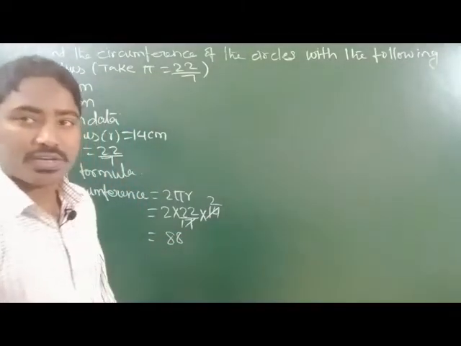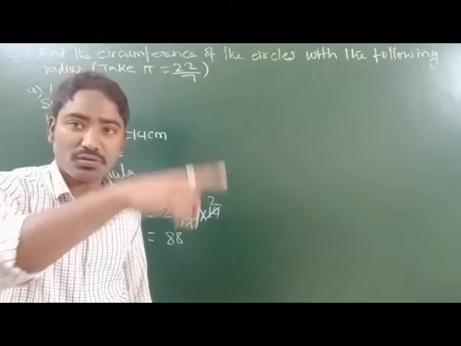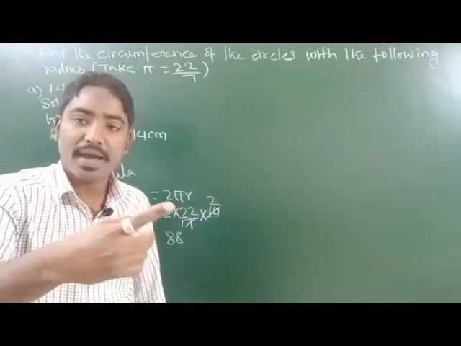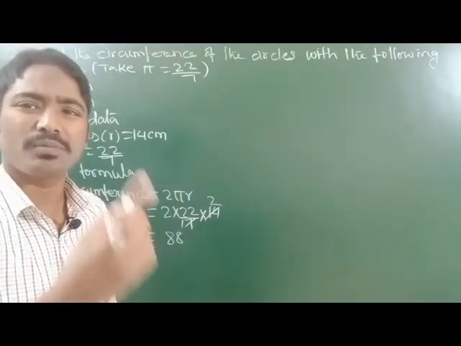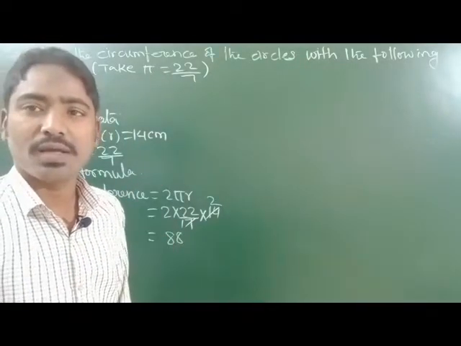88. Now coming to the unit, as I told you, we are getting only the outer boundary or perimeter, and perimeter is always in the same unit as radius or length or breadth, whatever parameter is involved.